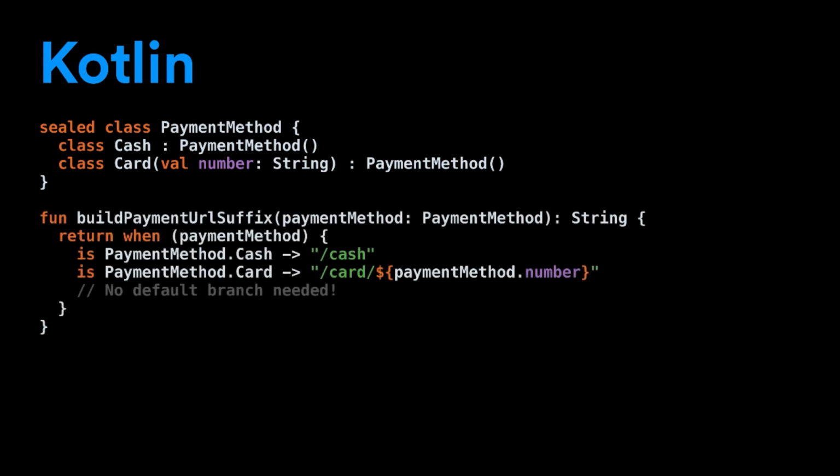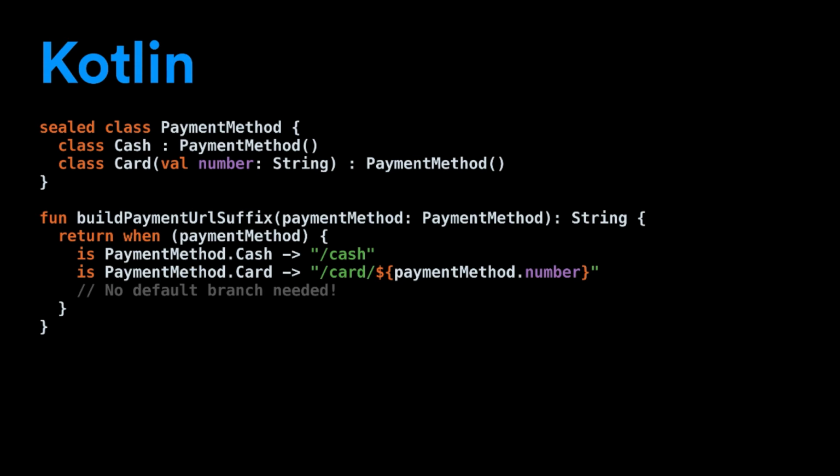Let's imagine I'm building an API and I need to build part of the URL based on which payment method I'm using. The when statement is equivalent to the Java switch, and it will allow me to iterate through the cases. It's a little bit more powerful, but I'm not going to say too much more about that. I can check, if this is a cash payment method, then just use the /cash endpoint. And if this is a card payment method, then use /card/ whatever the number is. I don't know if this makes any sense as an API, but it's a good example.